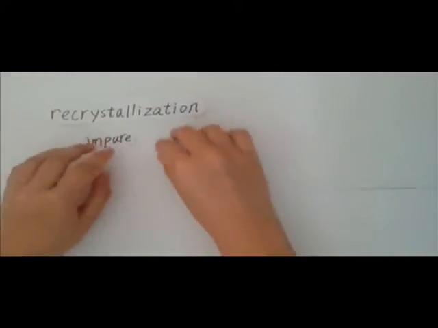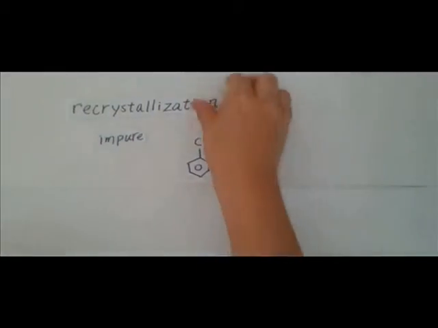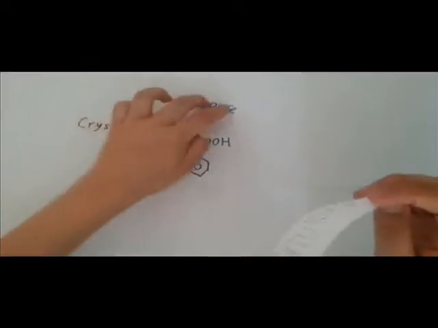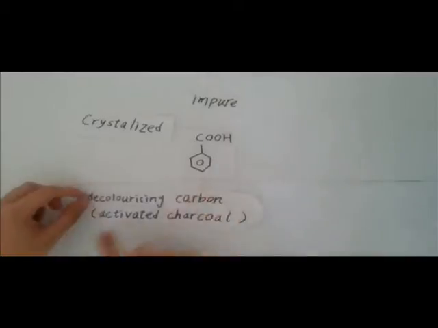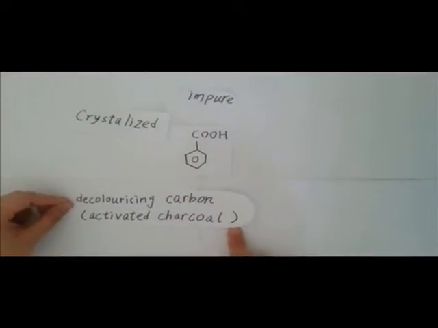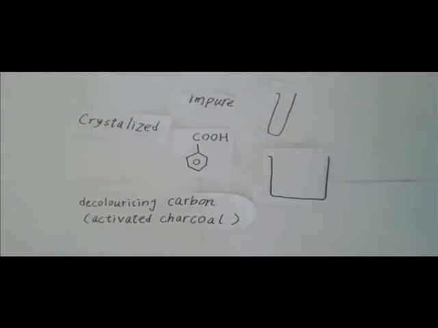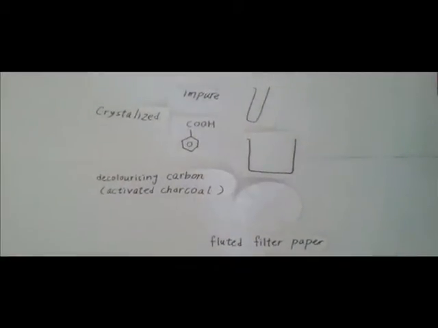For the second task, we have to recrystallize a sample of impure benzoic acid. To start with, we need to prepare crystallized benzoic acid, decolorizing carbon, which is also called activated charcoal. We also need a test tube, a beaker, and a piece of fluid filter paper. Now, we may start to experiment.